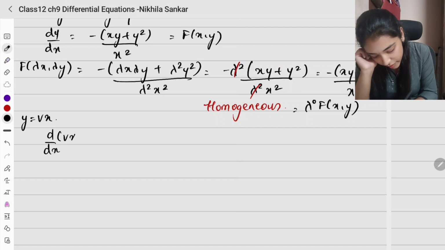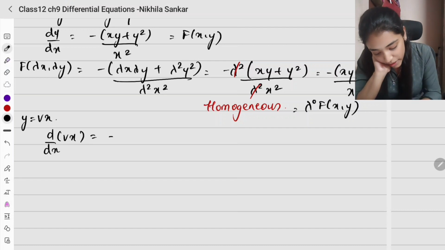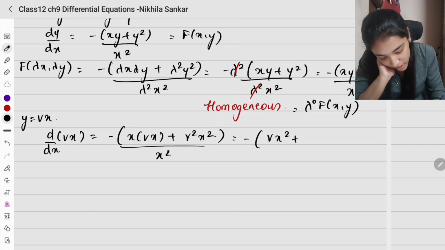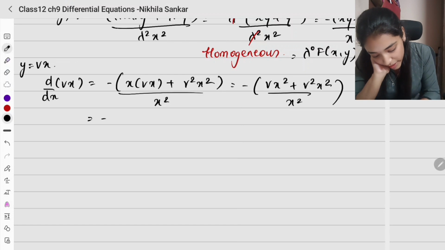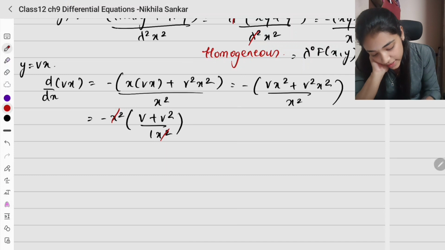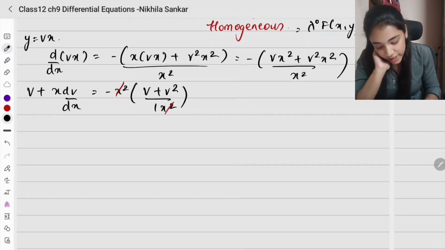So d by dx of vx equals, substituting for y, minus of x times vx plus v square x square, the whole square, so v also has to be squared and x also has to be squared, the whole divided by x square. So this is minus of vx square plus v square x square the whole divided by x square. Taking x square common, minus, don't forget, times x square common, I have v plus v square divided by 1 times x square. Okay, so this x square and this x square cancel. On this side, what do we have? v dx by dx plus x dv by dx.